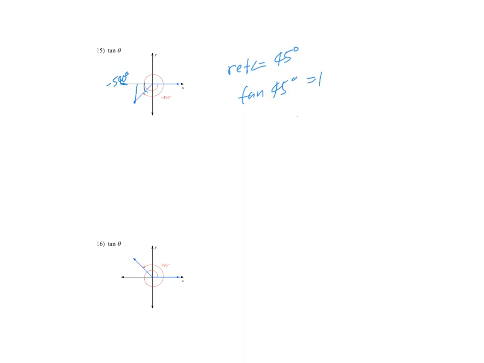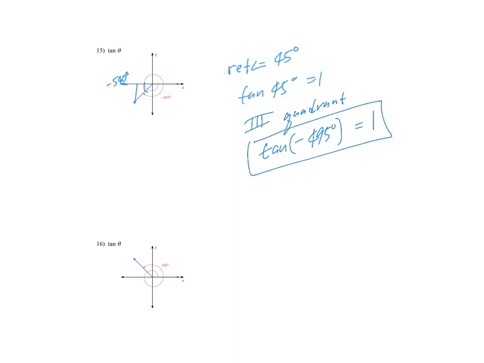And in the third quadrant, which is where our terminal side lands, the tangent is positive. So therefore, the tangent of negative 495 degrees is equal to 1.